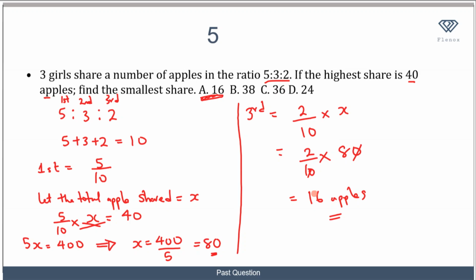So if you follow through with the same calculation, we will find out that the second girl will receive 24 apples. So you can try to work that out on your own to see how you come to that answer.